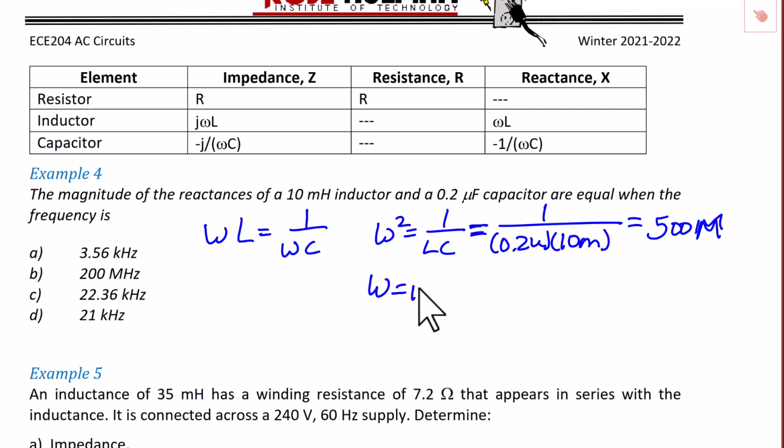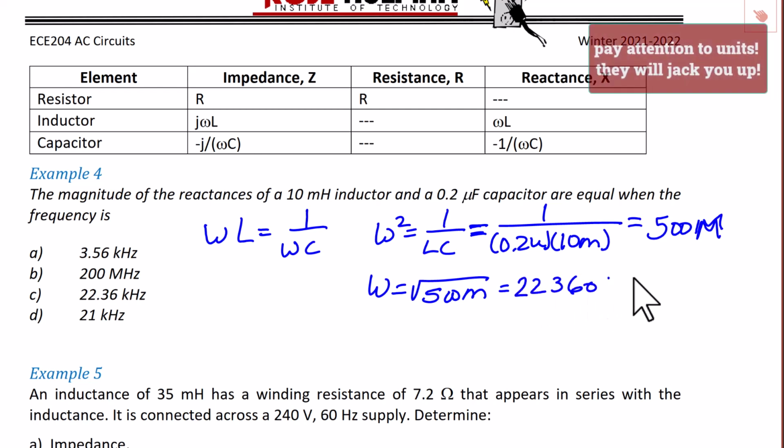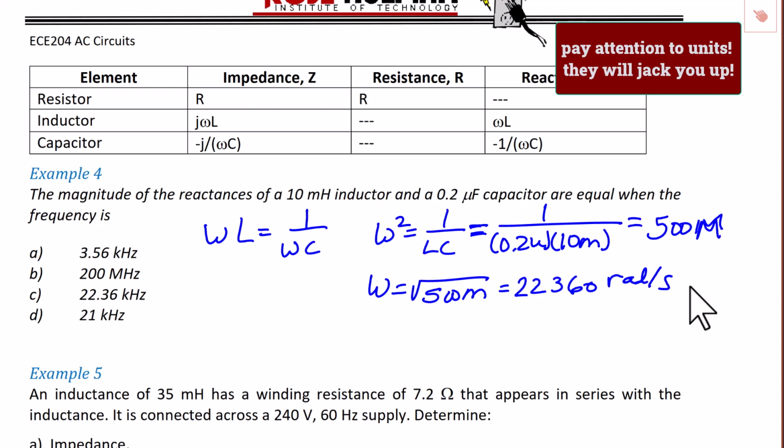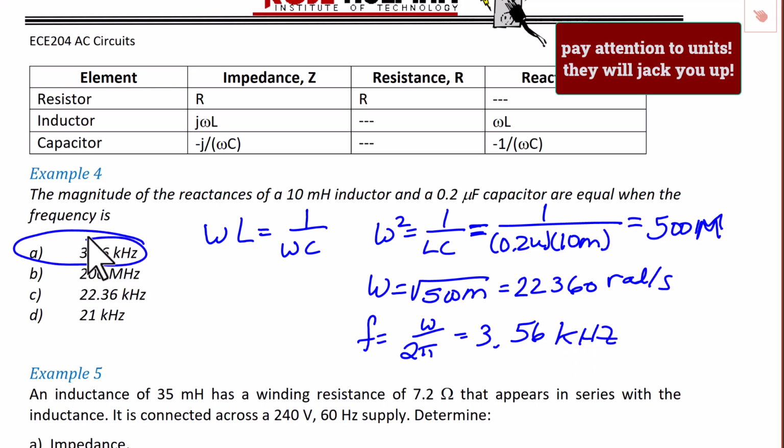Next, we're going to take the square root of 500 meg in order to find omega. And we're going to get that omega is equal to 22.36 kiloradians per second. To find the frequency in hertz, we divide omega by 2 pi, which yields 3.56 kilohertz. So once again, the answer is letter A, and you have to pay attention to units.